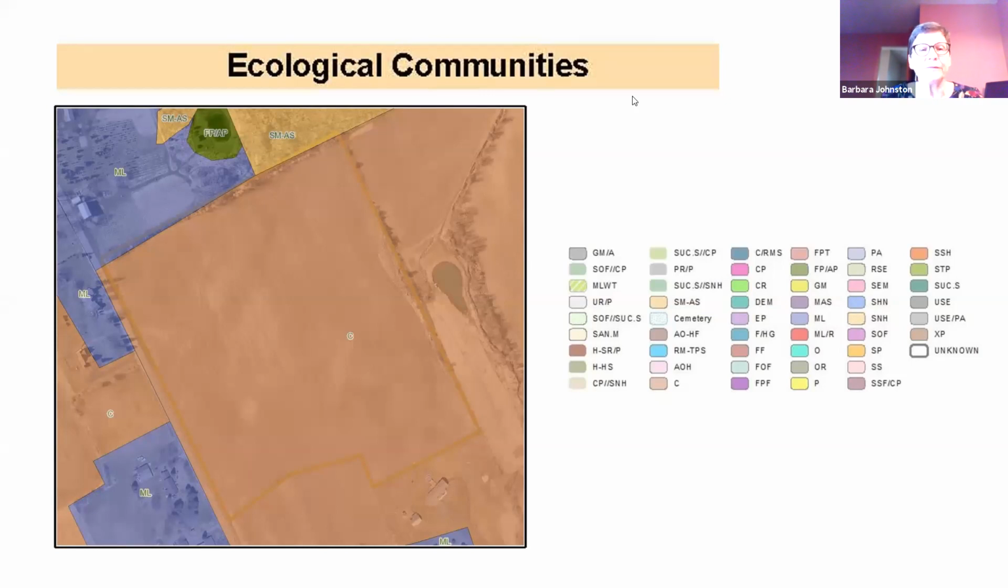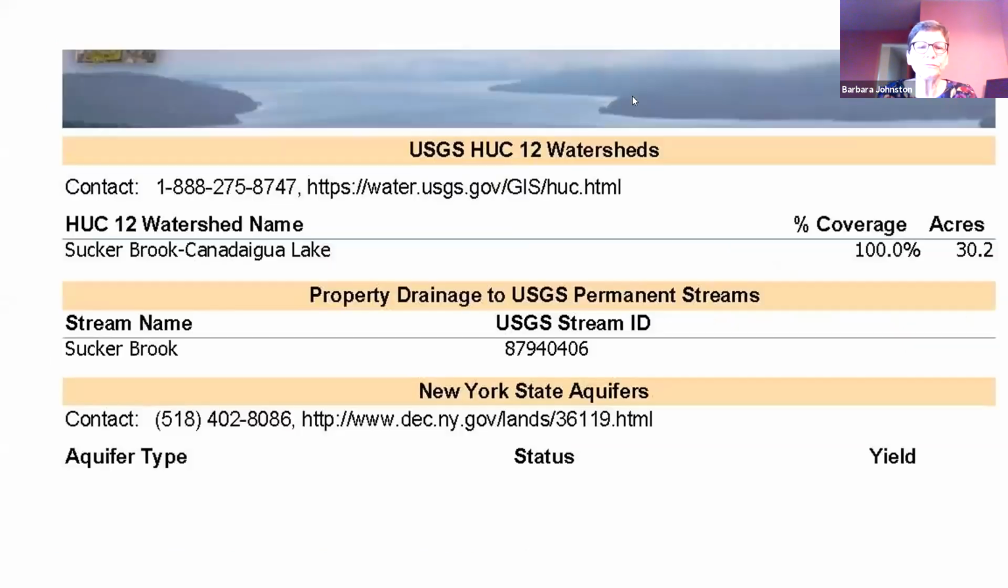It abuts that woodland, which is a valuable woodland in the town. So if there was a project on this site, that would be something the Conservation Board would take into consideration. The Encore also tells you what watershed it's in. So this tells you that it's in the Canandaigua Lake watershed. The property drains into Sucker Brook, which is a tributary of Canandaigua Lake.